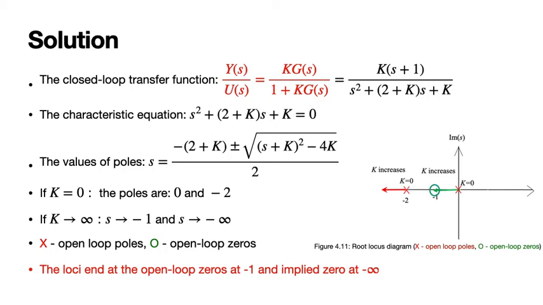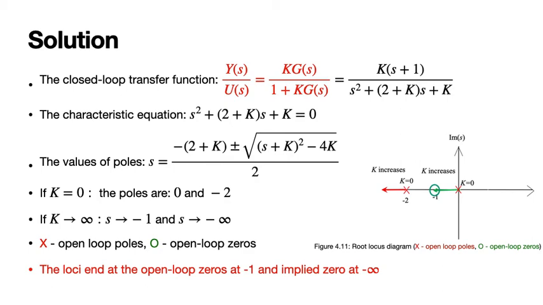So I differentiate here: the red one is the open loop poles and the green one is the open loop zero. Based on our closed loop transfer function, our open loop zero is s plus 1 equals 0, so s is minus 1. This is the open loop zero, and x is the open loop poles.